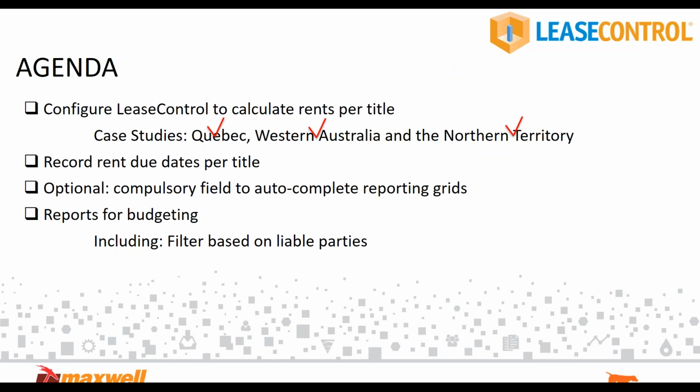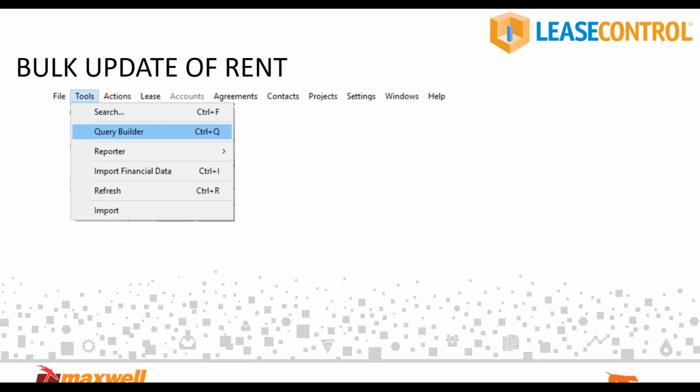Now we know you're not going to want to go into every title and update the rent, so we have a cheat sheet for you to do it automatically. This time in Query Builder, which is located under the Tools bar in your main menu, we're going to filter for the relevant titles and then tell LeaseControl to do a bulk update of rent.